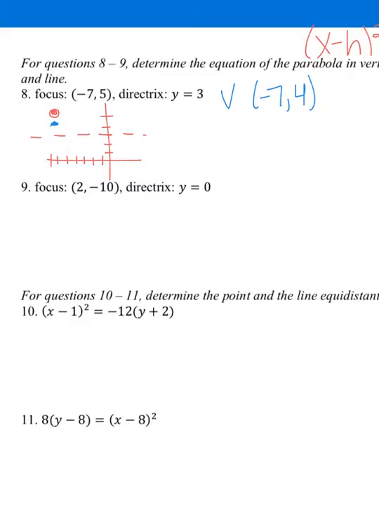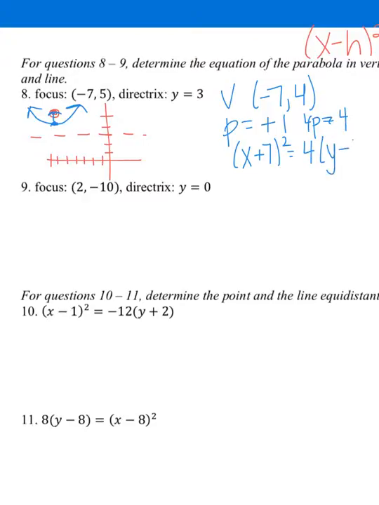When you graph it, you can see what point is in the middle. And then the p-value: this is going to be concave up, because if your arrows go through the directrix, you went the wrong way. So it's going to be concave up, which means p is going to be positive, and we are going up 1 to get from the vertex to the focus. So p is a positive 1. So my equation is (x + 7) squared equals 4p. So if p is 1, 4p is equal to 4. So equals 4(y - 4).